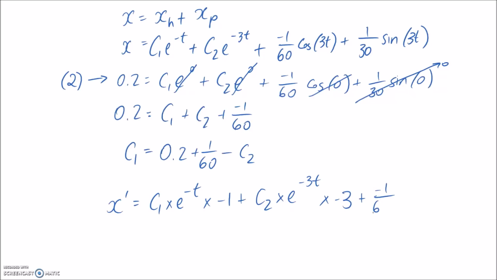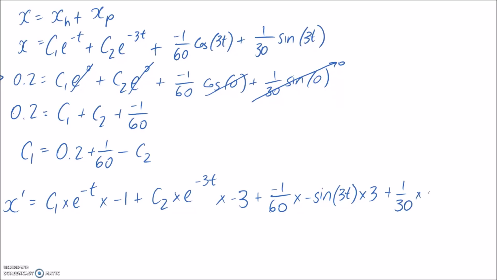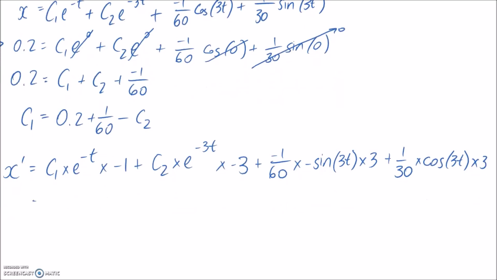This one, we're going to get the negative 1 on 60 out the front. Cos goes to negative sine, and multiply by the derivative of what's inside the bracket. And then for this last bit, sine goes to cos, multiplied by 3. So that means that our velocity equation becomes this. It's going to be plus 3 on 60, which is the same as 1 on 20. And then 3 on 30 is the same as 1 on 10.